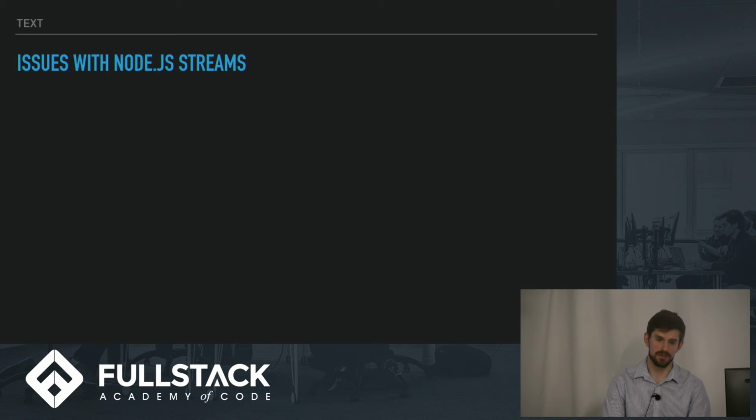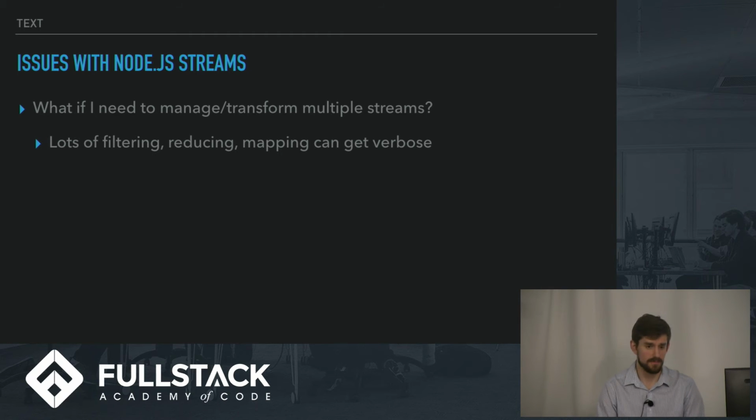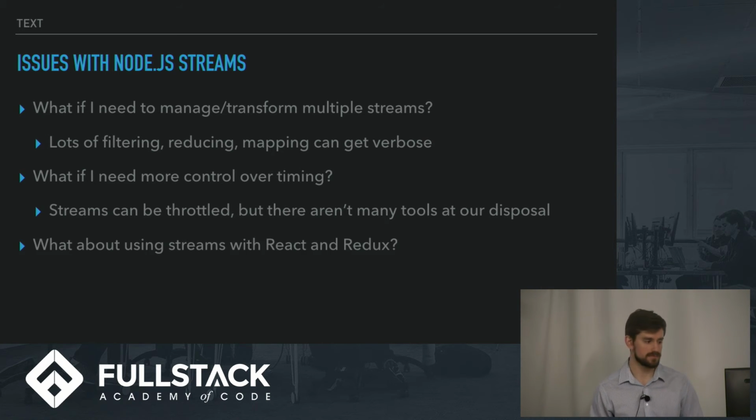So what are some issues with streams in Node? Well, what if you need to manage and transform lots of streams? Things can get verbose. We don't have a lot of methods at our disposal to help us manipulate and merge and concat and do various things with all the values coming in from streams. So it would be nice if we had some special library or methods to help us with that. What about more control over timing? Well, we know that streams can be throttled. Writable streams can throttle the data that comes in, but there aren't a ton of tools at our disposal.